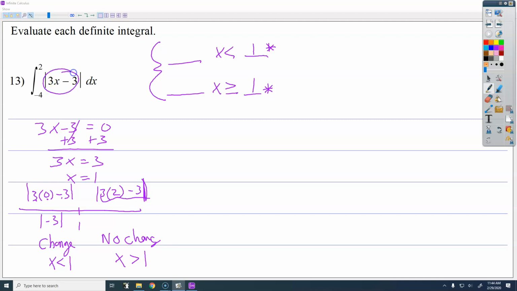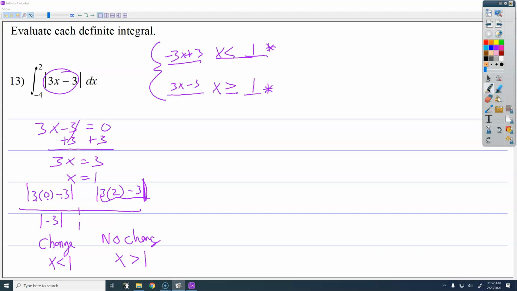So for our expression here, 3x minus 3, we're going to write it twice, but for the one that is less than 1, we're going to change the sign. Okay, and so there's our piecewise function. Now that we've rewritten it as a piecewise function, you're going to go ahead and handle it the same way you handled the other question.